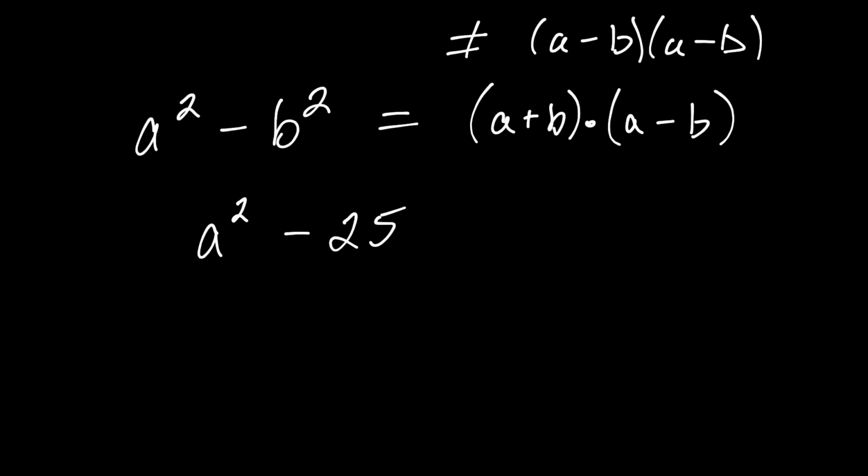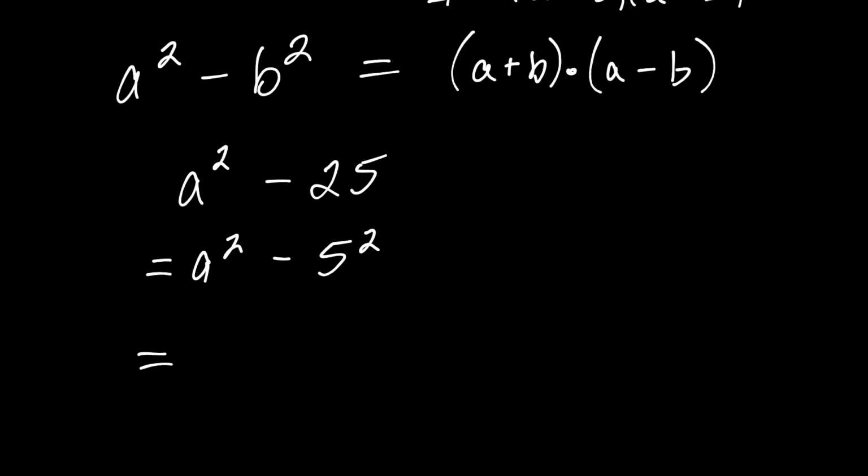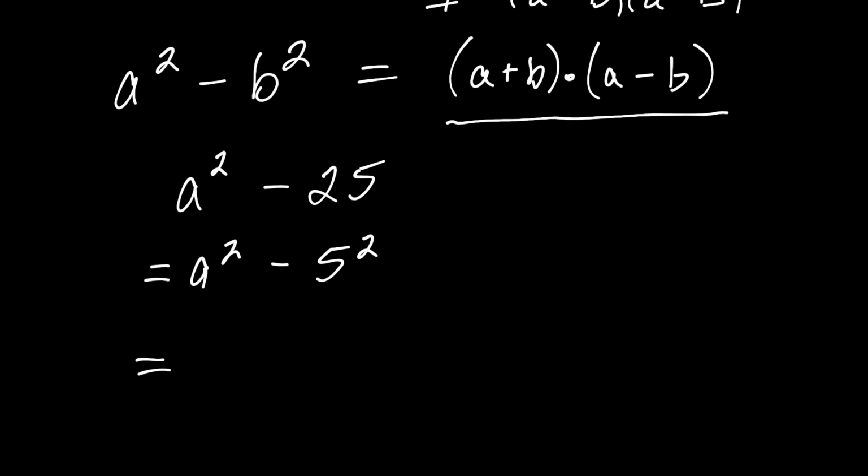We'd say, well, that's the product of the sum and difference of two numbers, the numbers being a squared and 25. Well, 25 is a perfect square, so we recognize this as a squared minus 5 squared. And then we say, aha, that fits this pattern up here of a plus 5 times a minus 5.